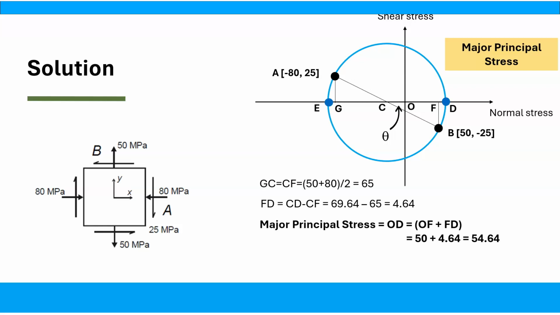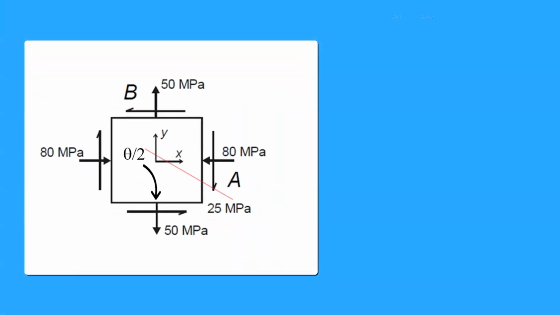The angle theta between the radii CB and CD can be calculated. tan theta is equal to FB divided by CF. That is 25 divided by 65. Then this angle is calculated as 21 degrees. This means the position of the plane carrying the major principal stress is located at an angle of 11.5 degrees to the plane B.